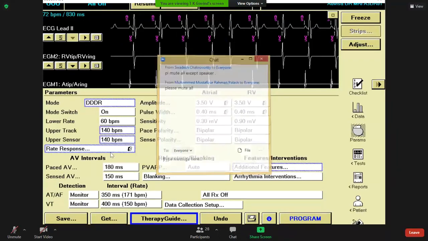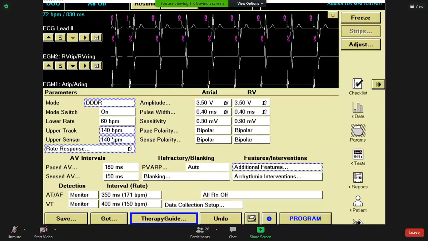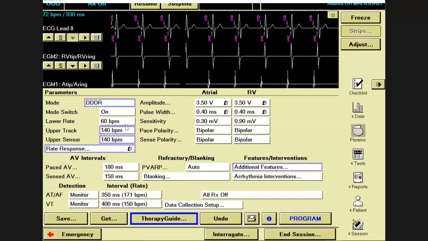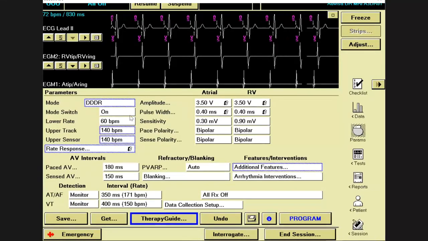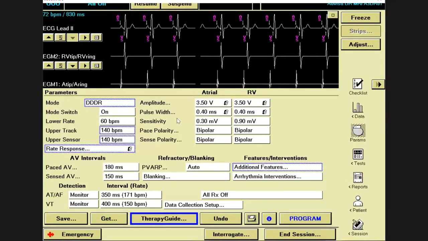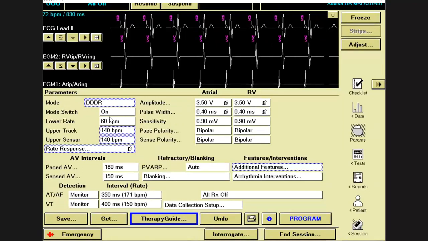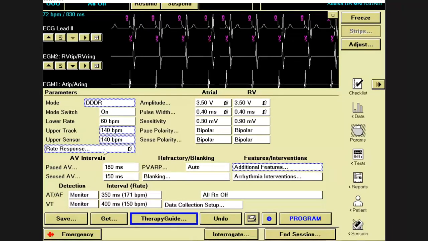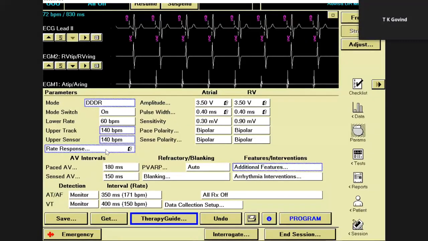You could program. But if you program DDDR and you program the upper sensor rate faster than the upper tracking rate, then the sensor indicated rate may be faster than the sinus rate. So that might unnecessarily pace the atrium. So that may be one other consideration. In most cases at nominal settings, the upper tracking rate and upper sensor rate are both the same. So it really does not matter.